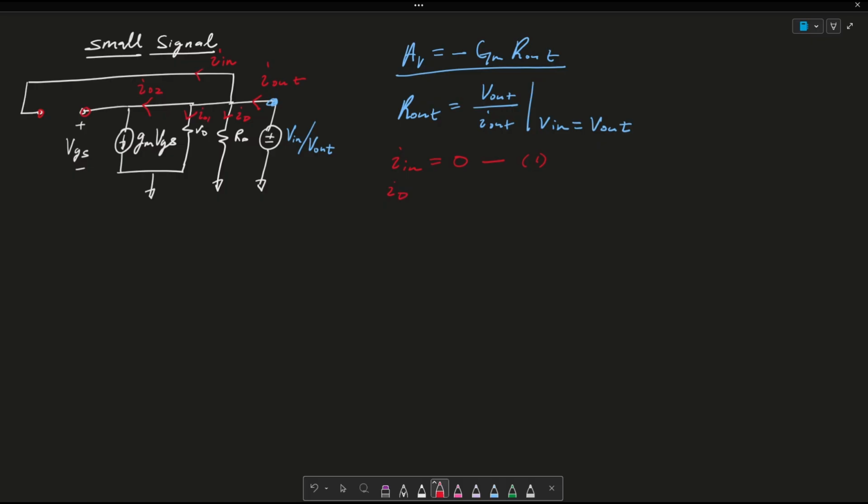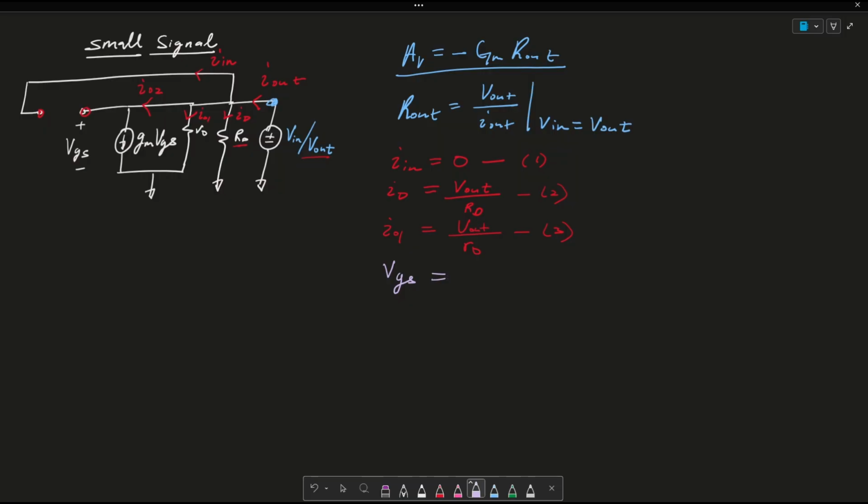We can write an equation for ID, which is Vout over RD, because the voltage drop across RD is Vout. So the current is going to be Vout over RD, and we can call this equation number 2. We can write an equation for IO1, which is essentially just Vout over RO, and we can call this equation number 3.